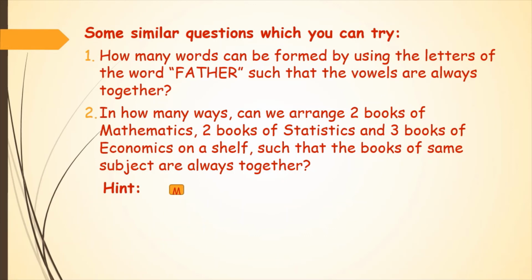This will be first group of mathematics. This is the second group of statistics. And this is the third group of economics. So first we can arrange these 3 groups in 3 factorial ways. Then we can move towards the individual group and we will get the number of ways of arranging the books inside each group as 2 factorial, 2 factorial and 3 factorial. Using this hint, you can easily reach the final answer.